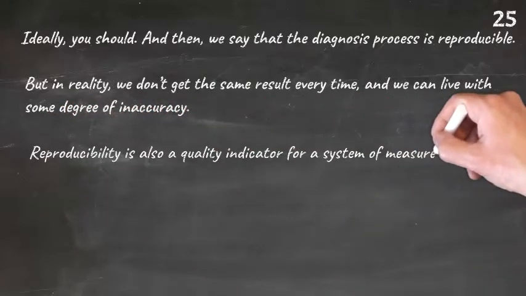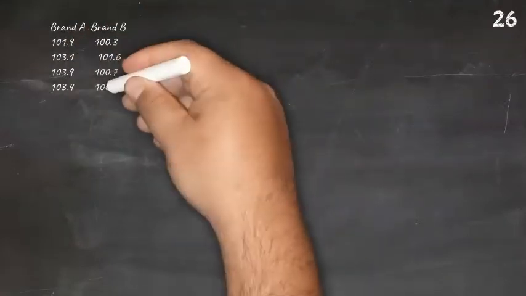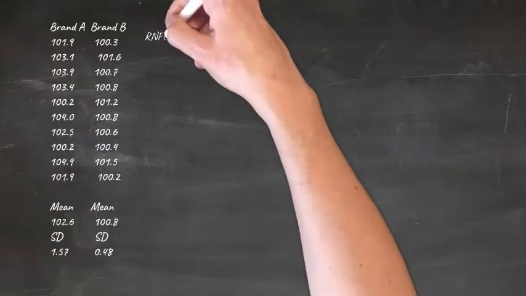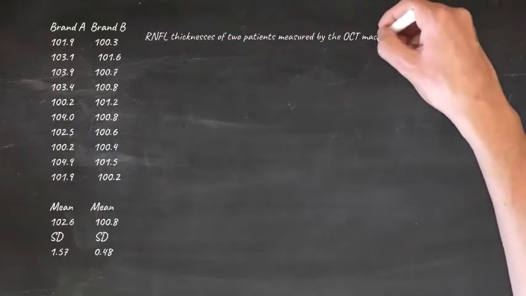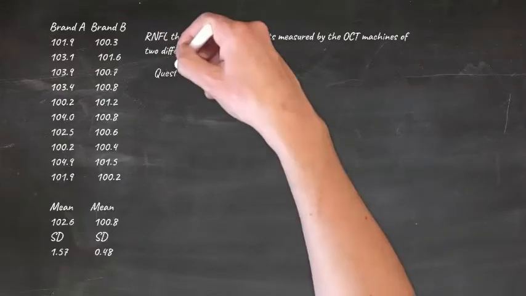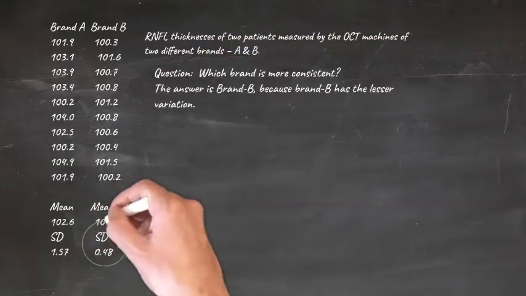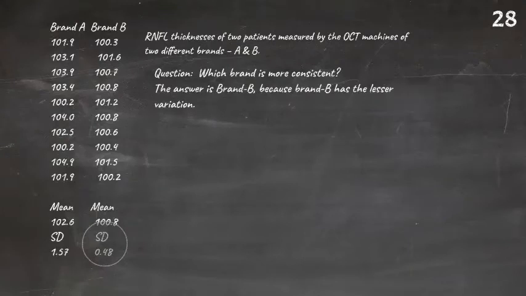Reproducibility is also a quality indicator for a system of measurement. These are the RNFL thicknesses of two patients, measured by the OCT machines of two different brands, A and B. Question: which brand is more consistent? The answer is brand B, because brand B has the lesser variation.